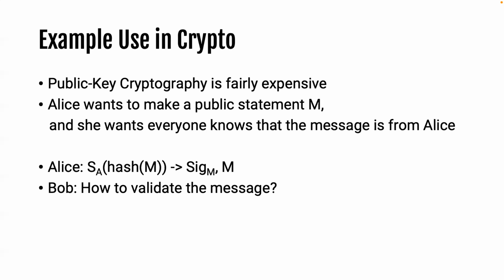Okay, so now I have a question for you guys. Suppose that you are Bob, or suppose that now as a student, you receive a message about next week's cancellation, and you have the signature of this message. And the signature is defined in this way, like S_A of the hash of M. How are you going to validate this message? How are you going to use this signature of the message to validate that this message has never been changed?